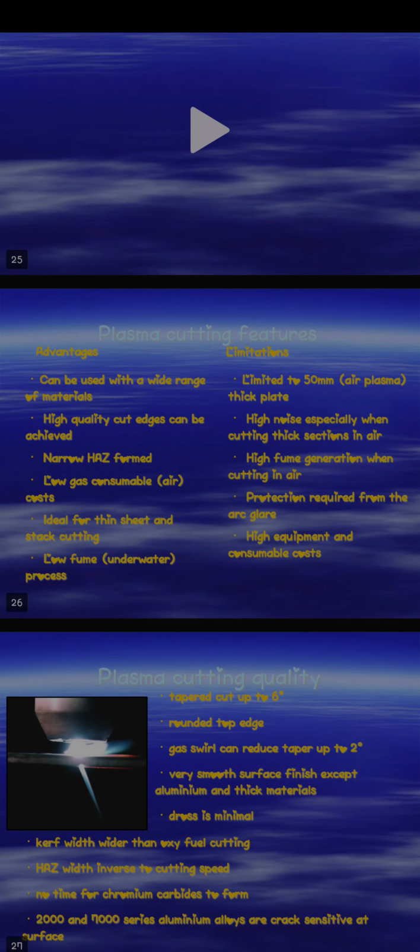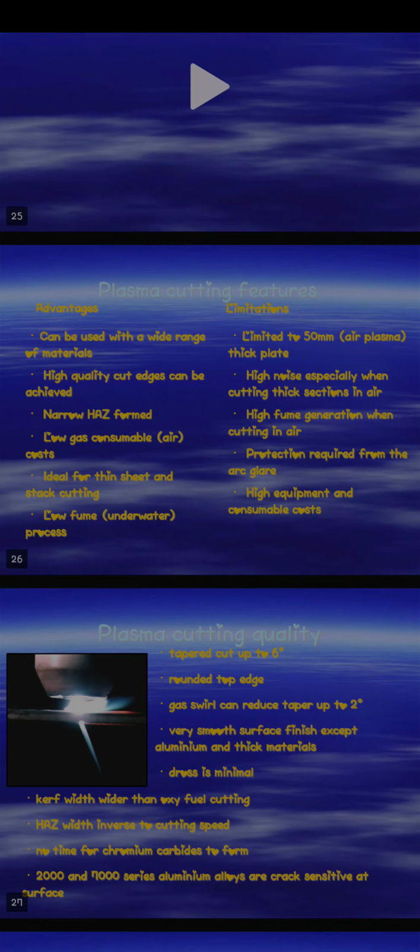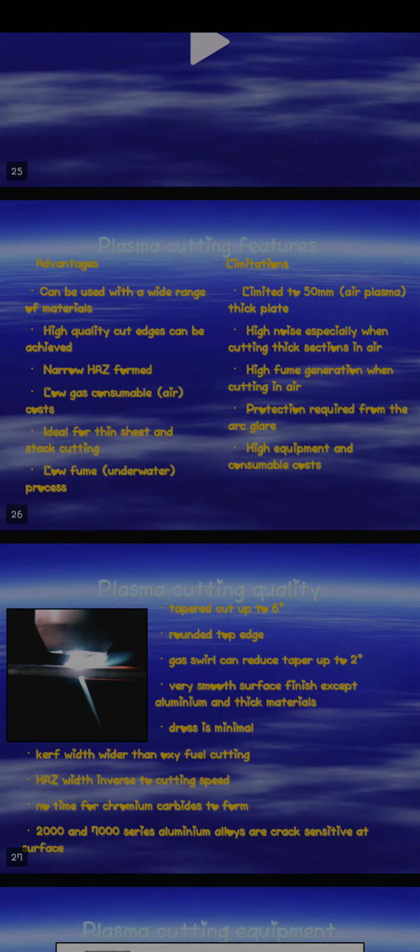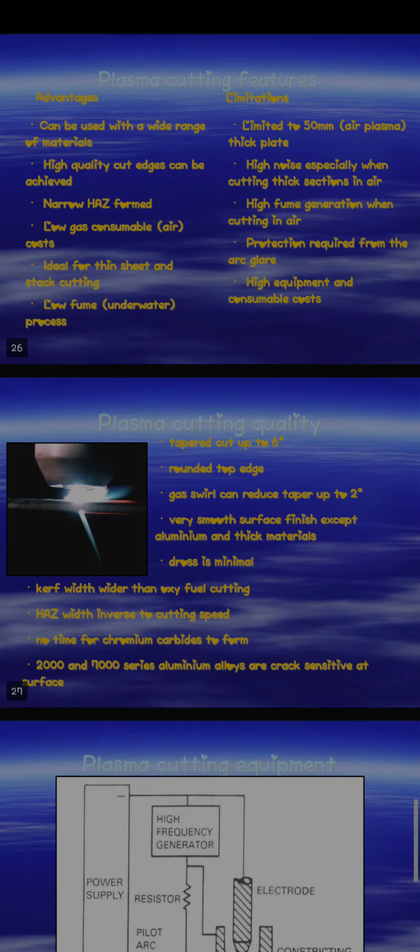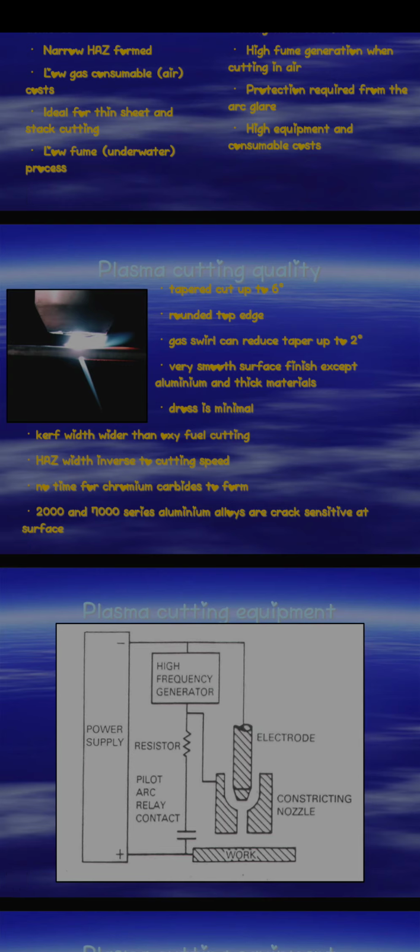Now comes the plasma cutting features. It can be used with a wide range of materials, is limited to about 50 mm thick plate, has low gas consumption, and protection is required from the arc glare. Plasma cutting quality: a rounded top edge; gas swirl can reduce taper to 2 degrees.